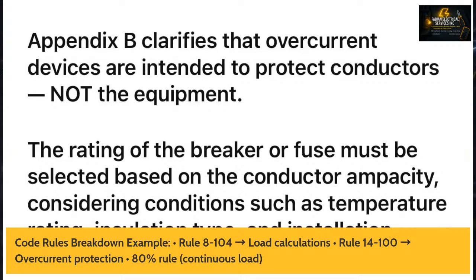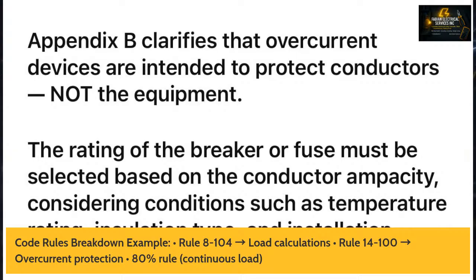What is going on here? Okay, so it says it's clear as day here. Appendix B clarifies that overcurrent devices are intended to protect conductors, not the equipment. A lot of times people misunderstand the rule, and again, it is there to protect the conductor. The breaker is there to protect the conductor.